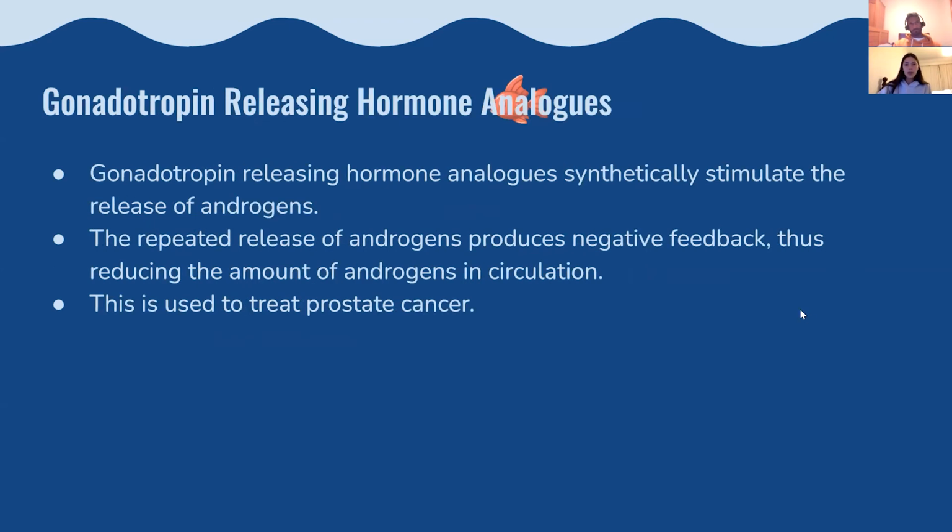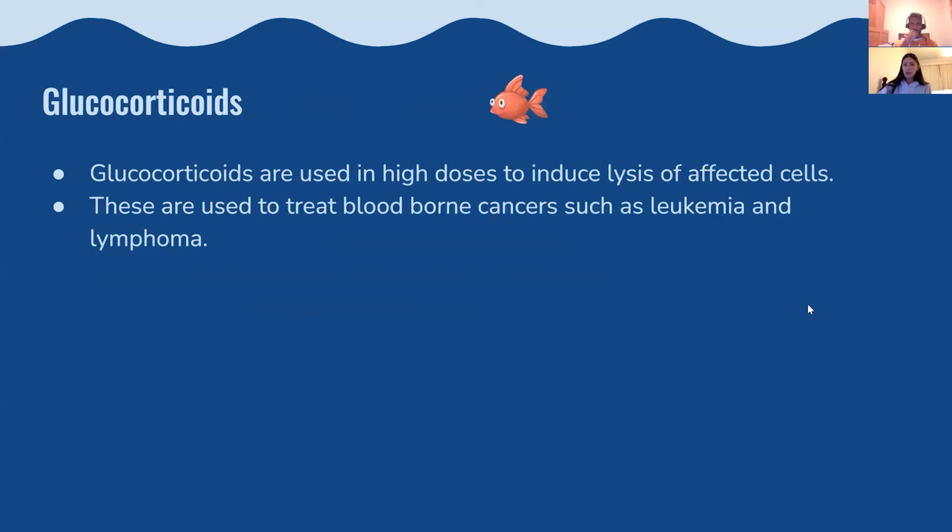Then we've got gonadotropin-releasing hormone analogues. These synthetically stimulate the release of androgens. The repeated release of androgens produces negative feedback, which reduces the amount of androgens in circulation, and this is used to treat prostate cancer. Then we've got glucocorticoids. These are used in high doses to induce lysis of affected cancer cells. These are used to treat blood-borne cancers such as leukemia and lymphoma.